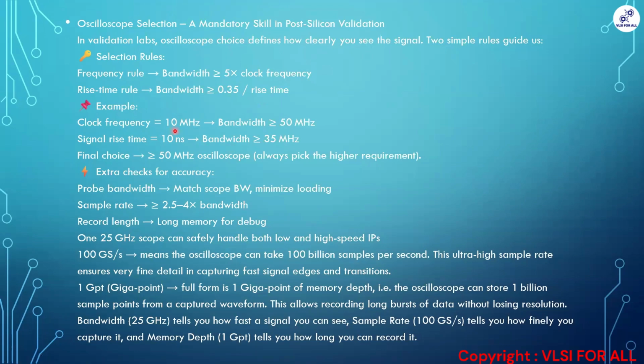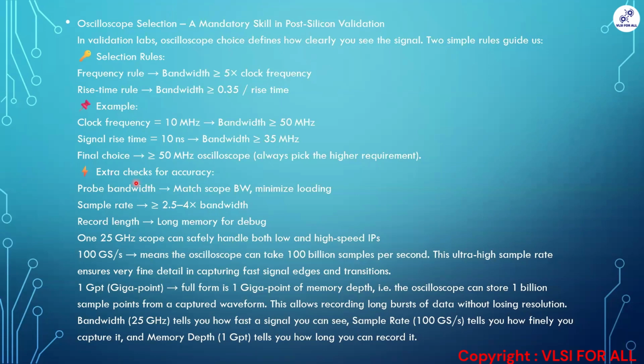So if the clock frequency is 110 megahertz, you will have a 50 megahertz bandwidth oscilloscope. If the rise time is 10 nanoseconds, you have to select an oscilloscope of 35 megahertz bandwidth. Apart from that, for more accuracy, we have to check the loading, sample rate and record length.